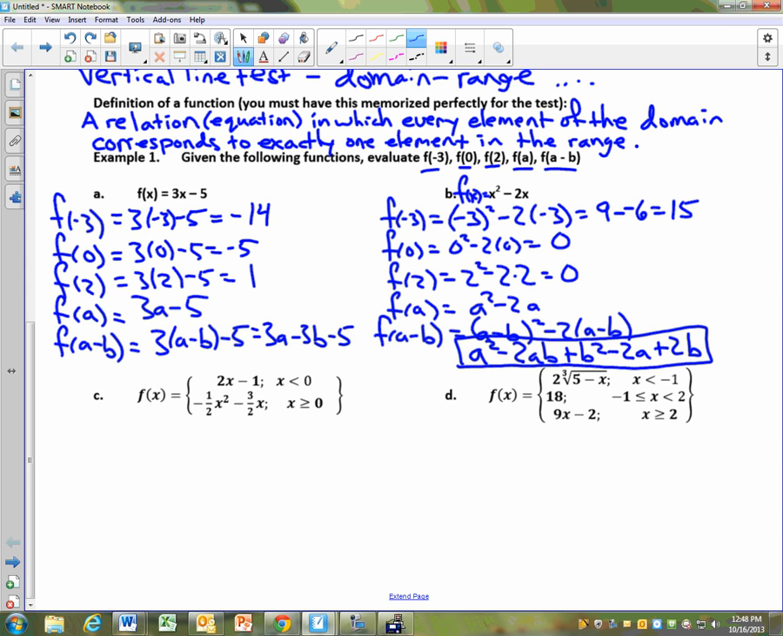You've seen this before, correct? You did this back in Algebra 1, you've done it in Algebra 2. You know how to evaluate functions. Now you also know the definition. You're going to have it memorized.